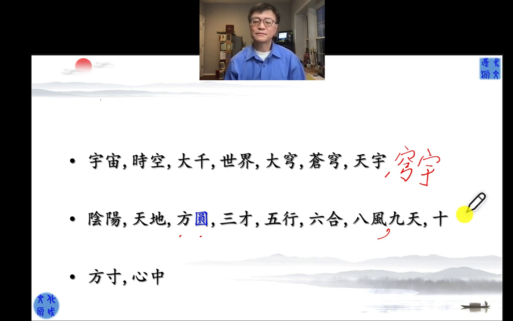十方, the one character missing, Shifang. That's derived from Buddhism, the Buddha school.